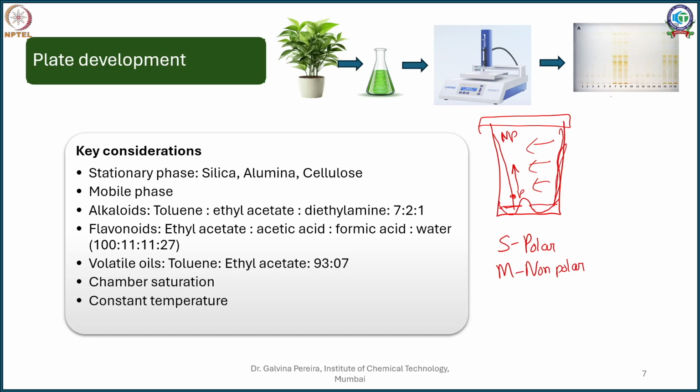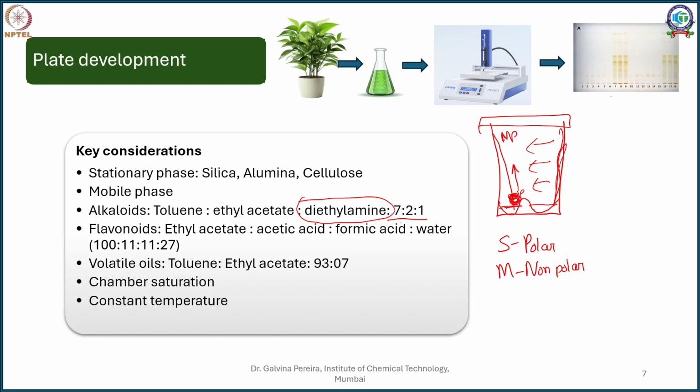So say for example, I have alkaloids. A good or more universal mobile phase for alkaloids is toluene, ethyl acetate, diethylamine in a ratio 7:2:1. Now the reason why you use diethylamine is something that we discussed earlier. These alkaloids are present as salts. If a compound is present as a salt, imagine something like your NaCl, the salt form is extensively polar. So it will tend to stay here.